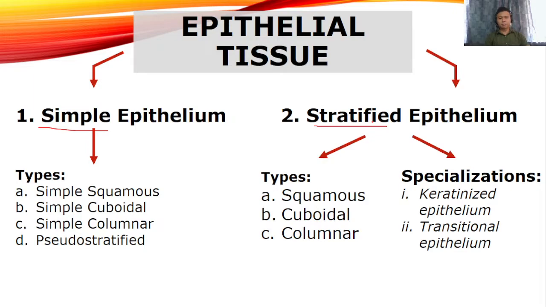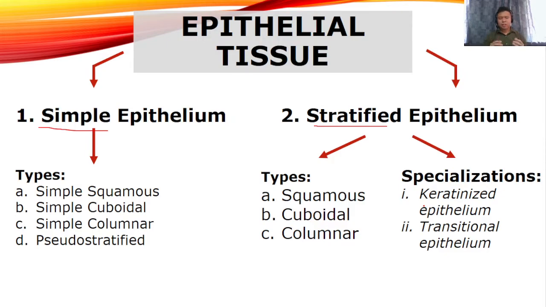Under simple epithelium, there are subtypes. These are the simple squamous epithelium, simple cuboidal epithelium, simple columnar epithelium, and the pseudo-stratified epithelium. For the stratified epithelium, there are subtypes and there are specializations. For the subtypes, we have the stratified squamous epithelium, stratified cuboidal epithelium, stratified columnar epithelium, and for its specializations, we have the keratinized epithelium and the transitional epithelium.